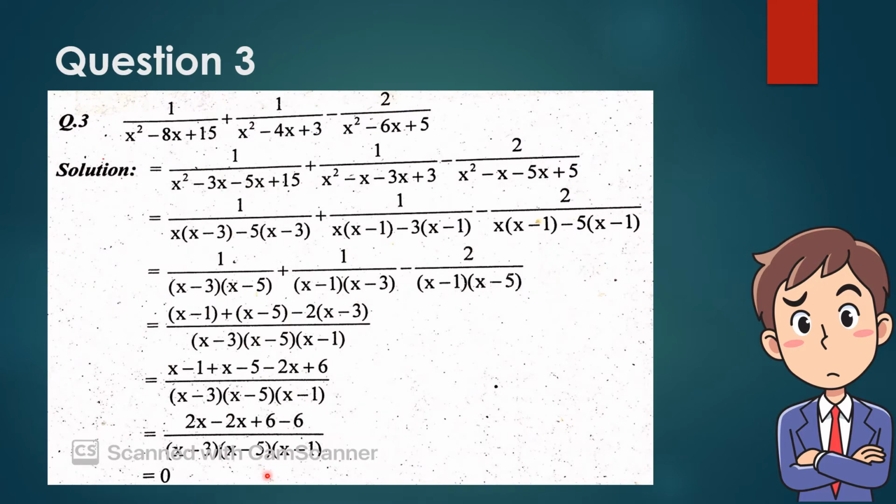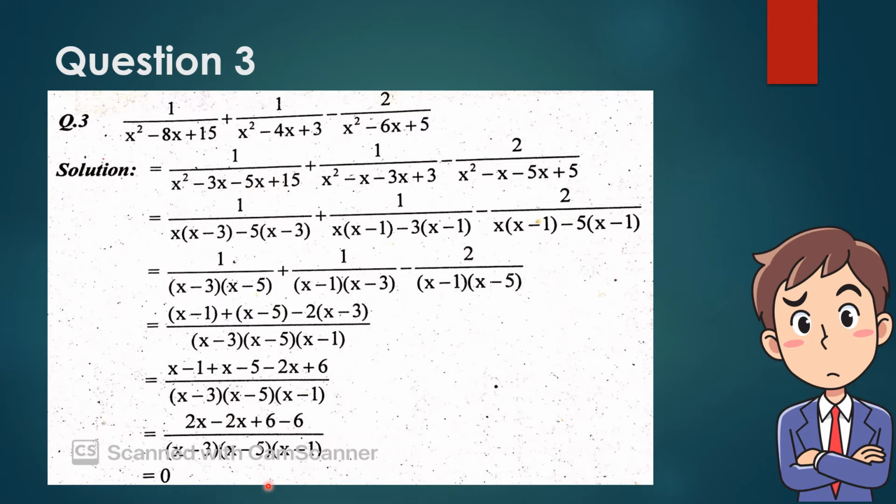In question number 3 you have 1 over x square minus 8x plus 15, and in the second fraction you have x square minus 4x plus 3, and in the third fraction you have x square minus 6x plus 5 in the denominator. Now you will apply the midterm method on each of the following. So x square minus 3x minus 5x plus 15 in the first one. In the second one we have x square minus x minus 3x plus 3, and in the third one we have x square minus x minus 5x plus 5.